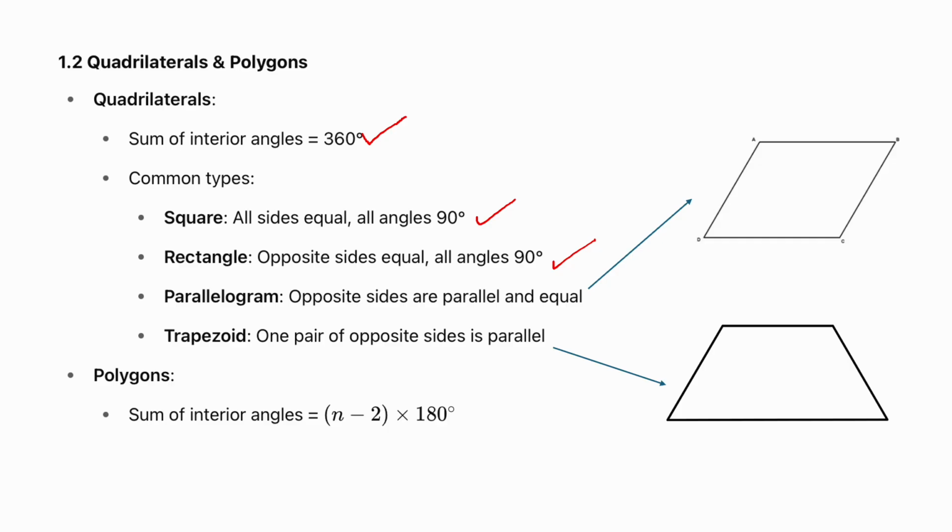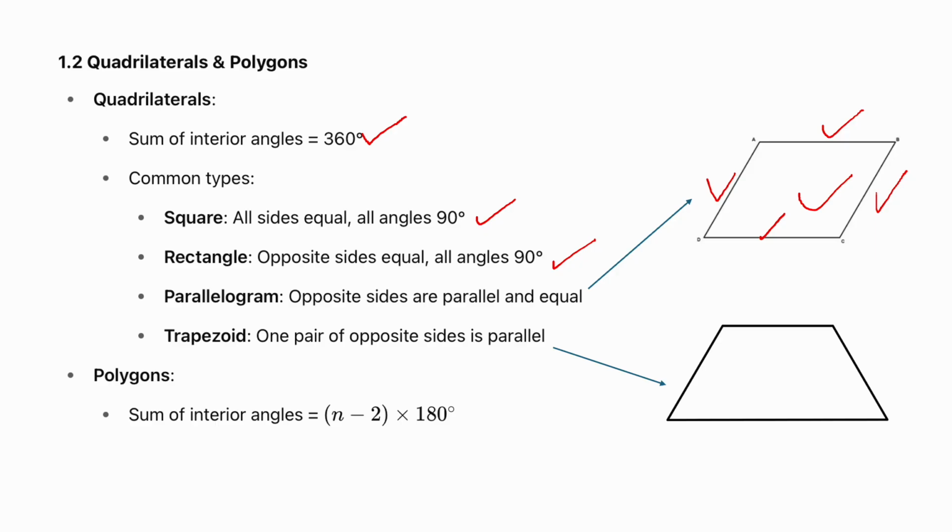A parallelogram, which I have shown here, is a little bit less common than squares and rectangles. In a parallelogram, opposite sides are equal and parallel, but the angles are not 90 degrees. You have these two sides which are parallel and equal. These two are also parallel and equal, but the angles are not 90 degrees. So, they are called parallelograms.